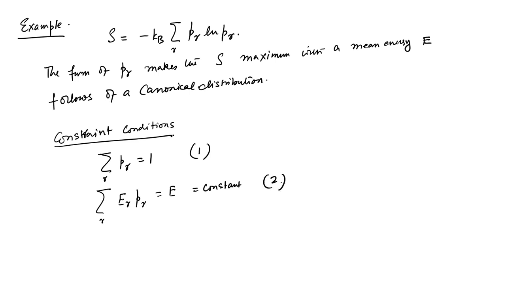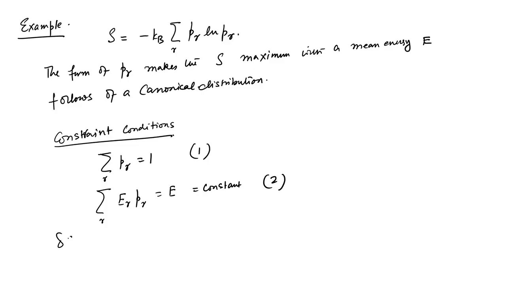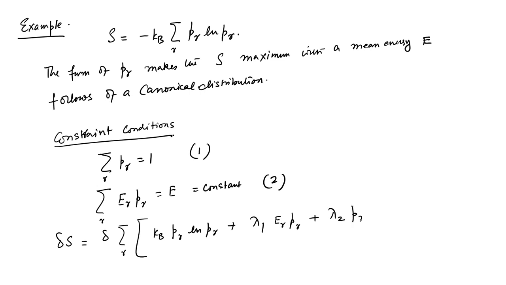And this is the second constraint condition. Okay. So what we try to do is that we try to maximize the entropy. Okay. And how do we do that? So basically, we take a delta of S, which gives you an extremum of this, and then there's a sum over R, and then we have this k P_R log P_R plus a lambda 1 E_R P_R plus a lambda 2 P_R. And this we shall put equal to 0.